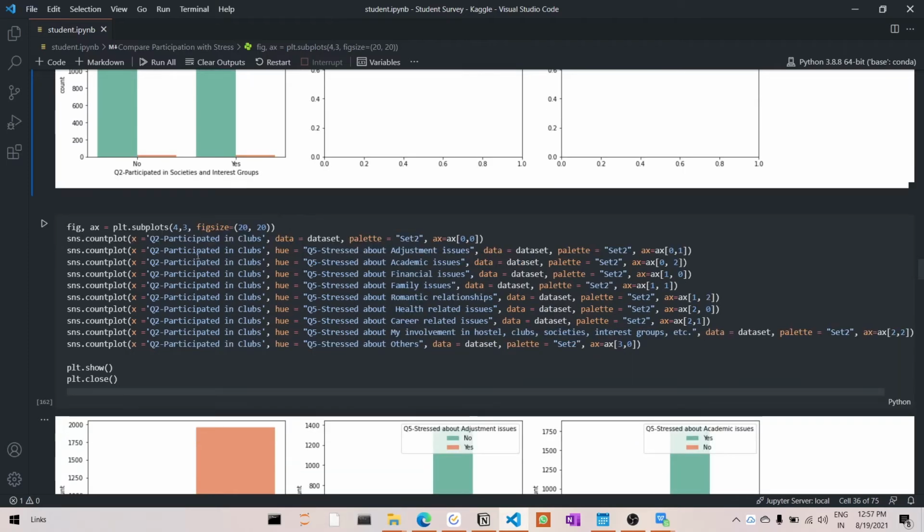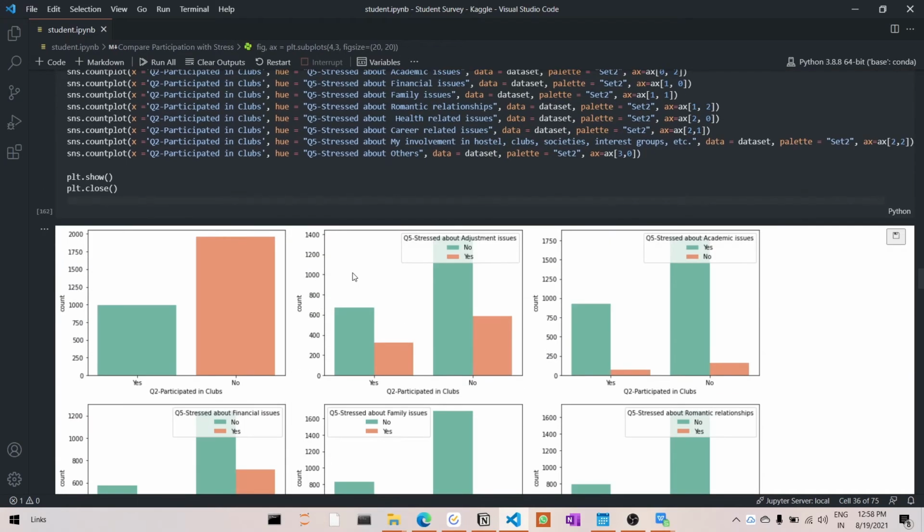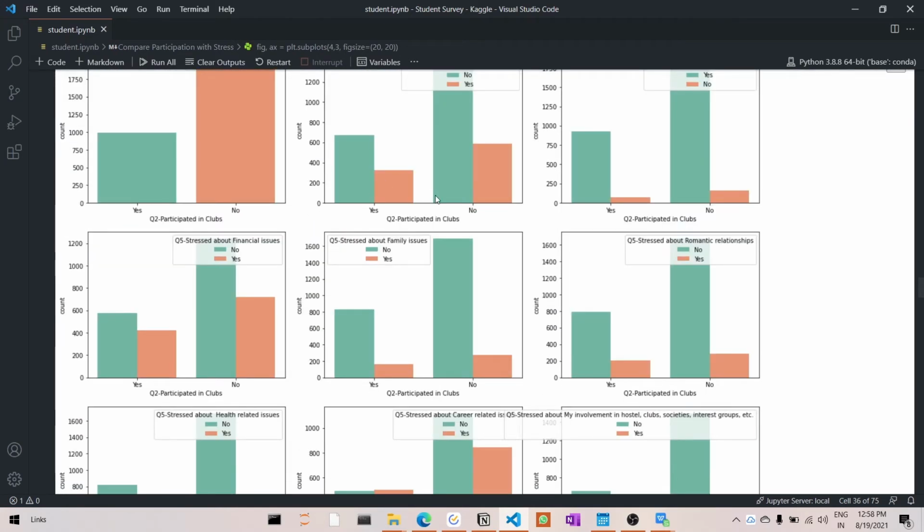Similarly, we are going to see the participation in club and the impact of that on stress. So you can see the different count.